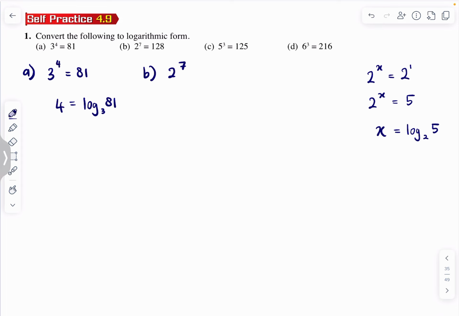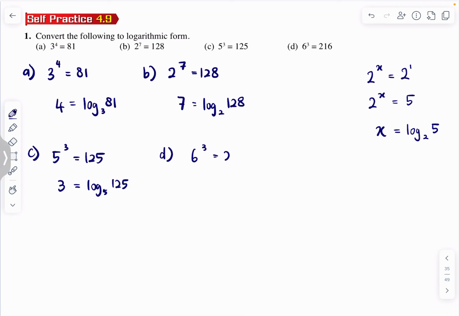B. 2 power 7 is 128. Therefore 7 is log 2 128. C. 5 cube is 125. So 3 comes down, log 5 125. And then lastly D. 6 cube is 216. 3 comes down, log 6 216. Done. That's it.